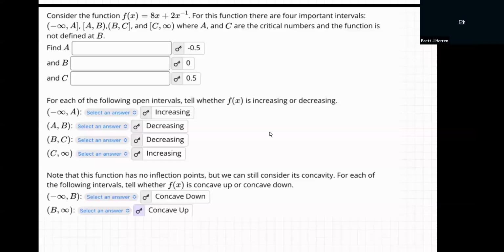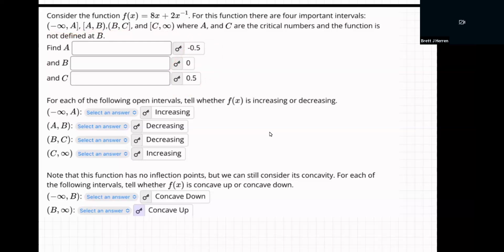This question gives us this function right here and says for this function, there's four important intervals, and they're breaking them up with A, B, and C. And they're in order, notice, it goes negative infinity to A, A to B, B to C, C to infinity. So we've got to find them. There's the answers. How did they get them?